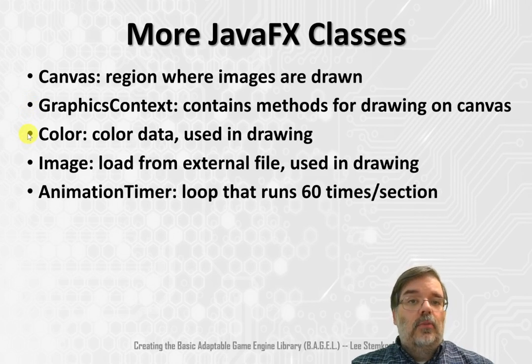There's a color class, which you can use if you want to draw shapes of a particular color. It would store things like red, green, blue value data. There's an image class, which we can use to load images from external files, and we'll very much use those in drawing. And finally, there's a very convenient class called Animation Timer. It sets up a loop that automatically runs about 60 times a second. All right, those are the 5 classes we're going to need. So next, let's head over to IntelliJ.